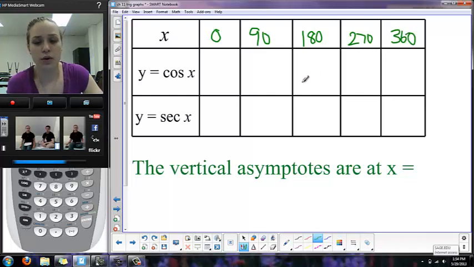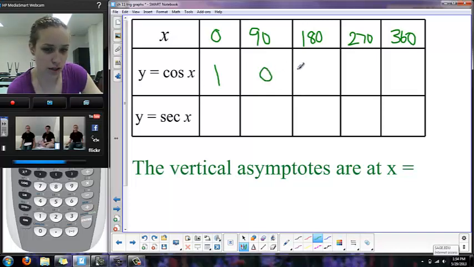Okay, so cosine of 0 is equal to 1 because cosine is the x value. So I'm trying to think of the unit circle in my head right now. Cosine of 0 is 1. Cosine of 90 is 0. Cosine of 180 degrees is negative 1. 270 is 0. And 360 is positive 1. So it's going to be the exact same thing.